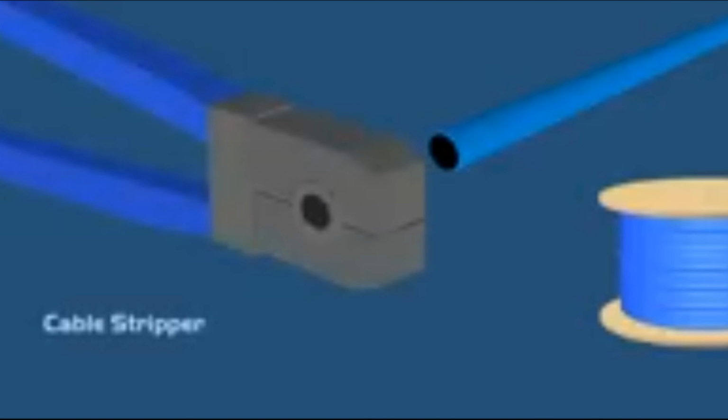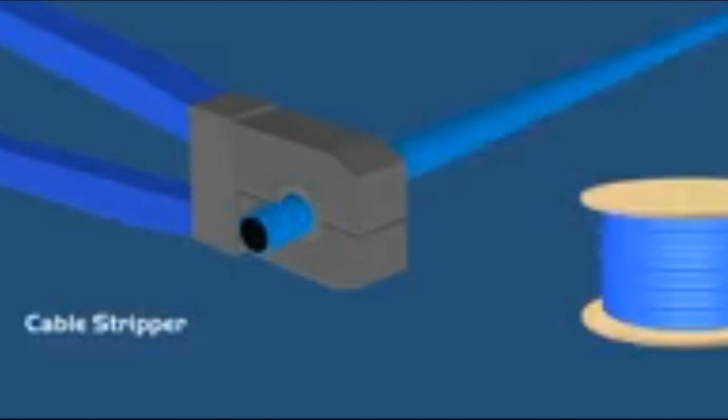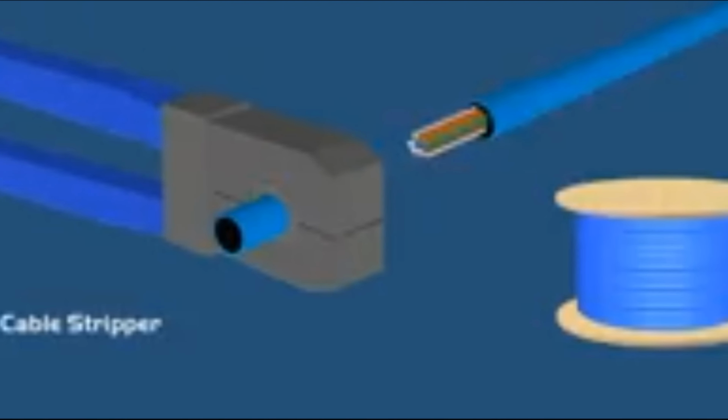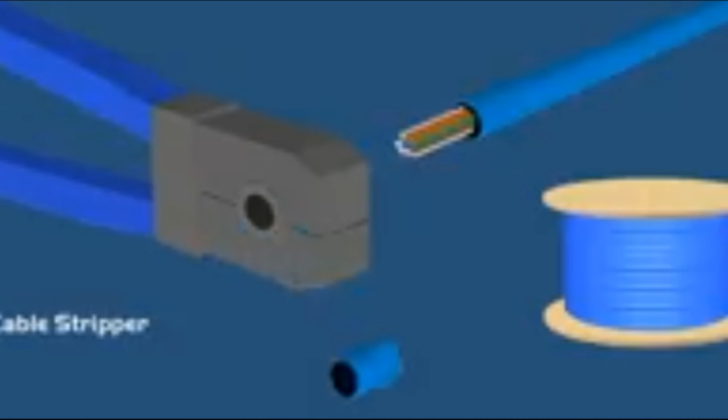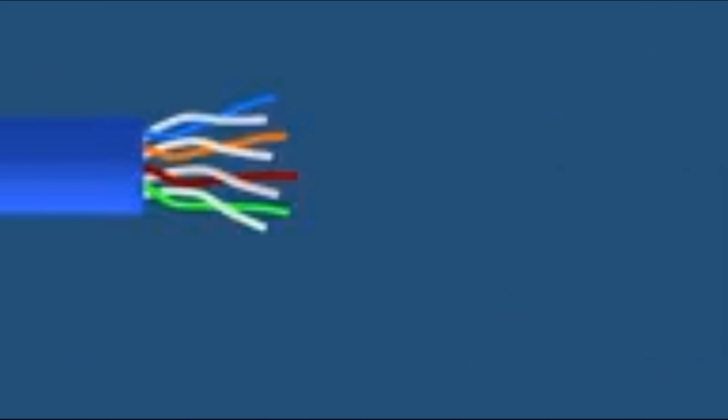So after you have cut the length of the cable you need, the next step is to remove the plastic shielding on the ends of the cable. The cable is inserted into the cable stripper, and then with a squeeze, twist, and a pull, the outer shielding is removed. After the shielding has been removed, the next step is to arrange the wires in the correct order and then crimp a connector.